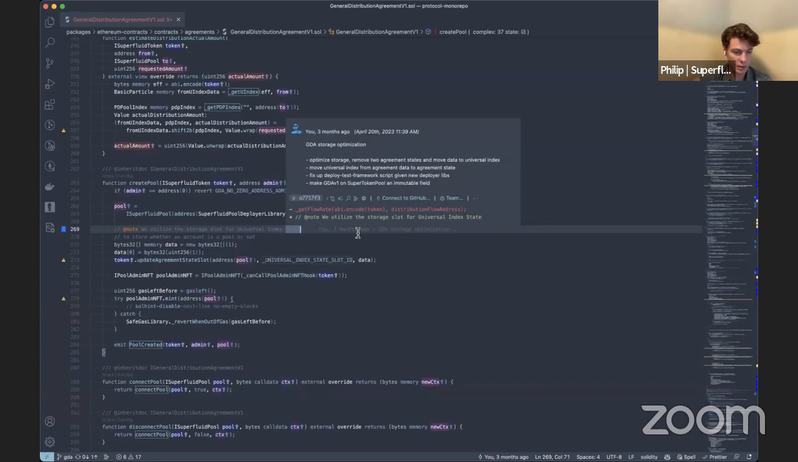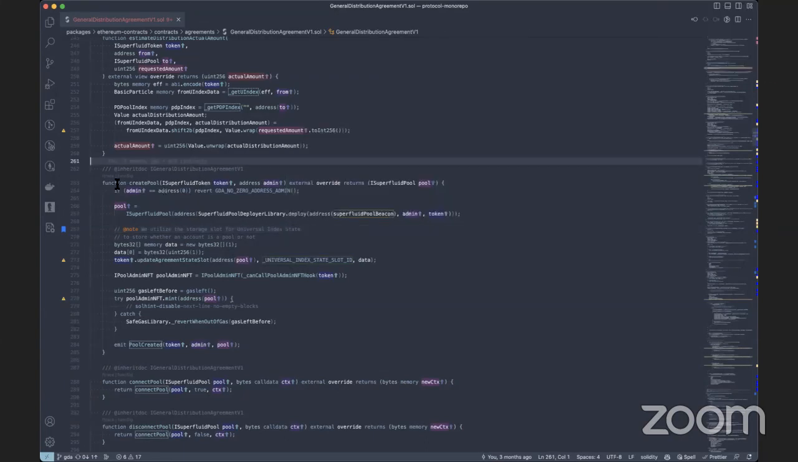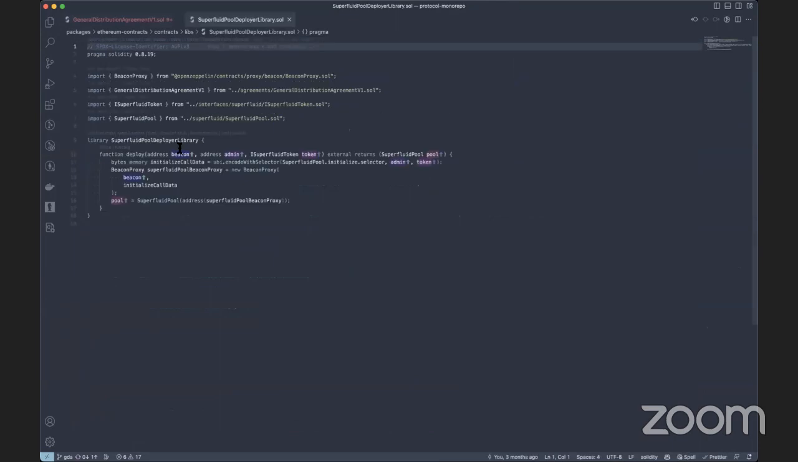Yeah, no, thank you. So when you create a pool, we use the Superfluid deployer library. We pass in the beacon contract address, the admin, and the token for that pool. Another thing to note is that each pool can only handle distributions for one super token. It's not multiple currently.